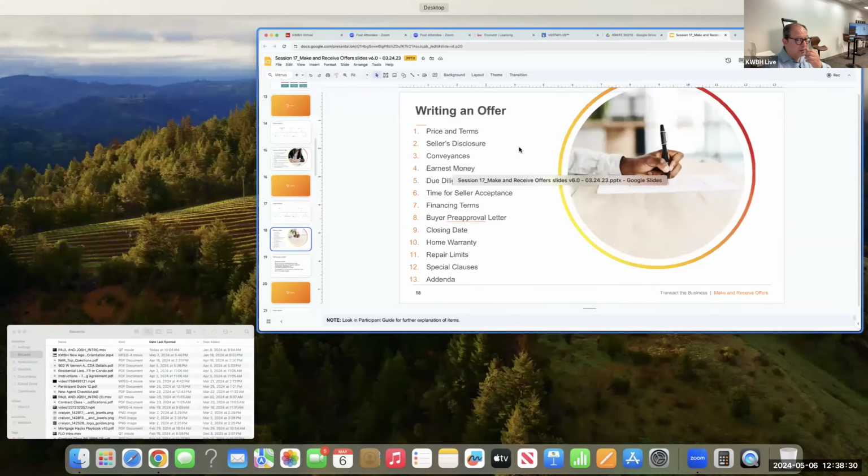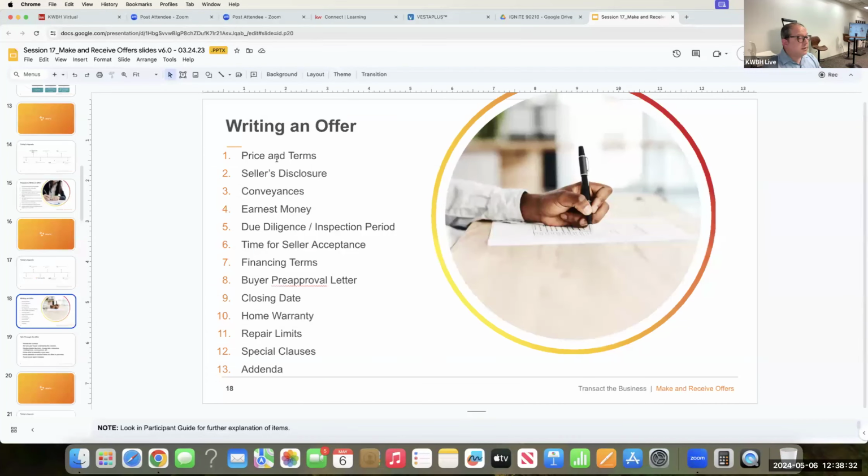Okay, so let's see, price and terms. Price is going to be whatever it is, $2 million. Seller's disclosures, not worried about that for writing an offer unless there's something we need to take into account. Conveyances, not worried about that. Earnest money. Okay, you have this EMD. What is an EMD? It's an earnest money deposit. That's the 3% deposit. So in residential condos and houses, we like to get 3% deposit. So that's called an EMD, earnest money.